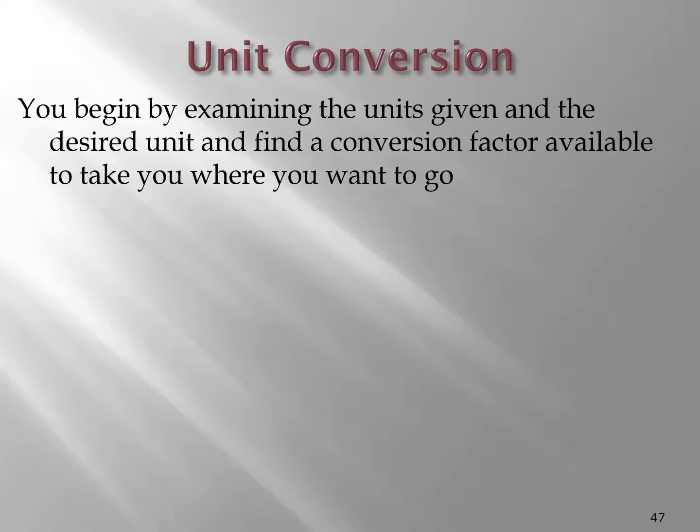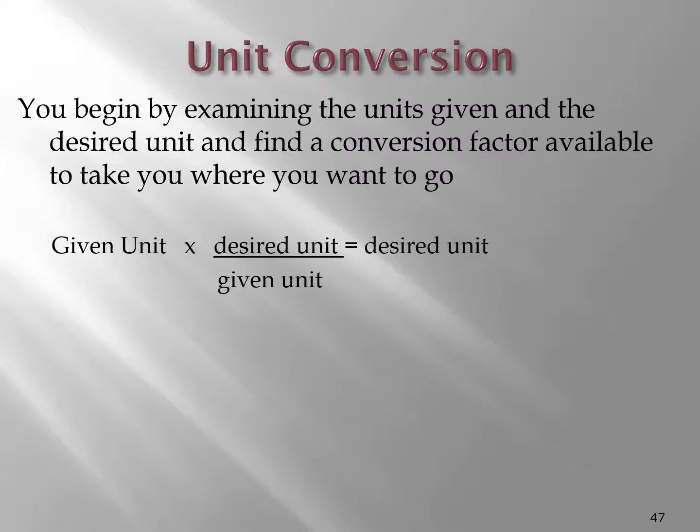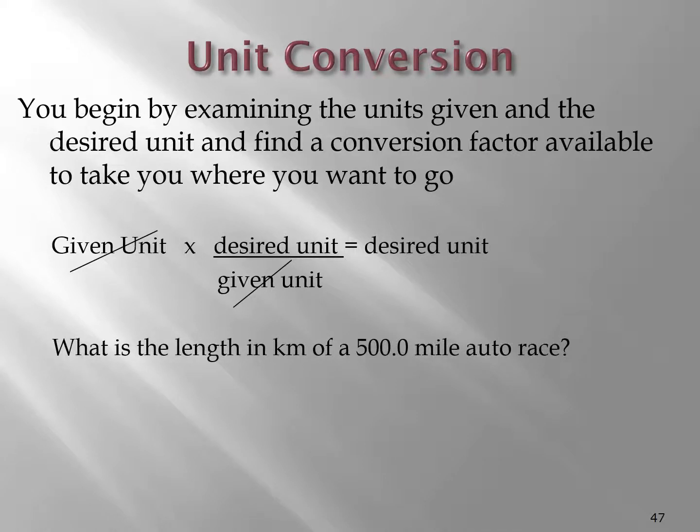So that's why we call it factor label, because you can just keep going and multiplying by the next factor and the next factor. So we always take the given unit, multiply by some factor where the given unit is in the denominator and the desired unit is in the numerator. Then the given unit will cancel out, and the desired unit is what we'll end up with. And like I said, if you can't find one, you might have to link together a couple of conversion factors.